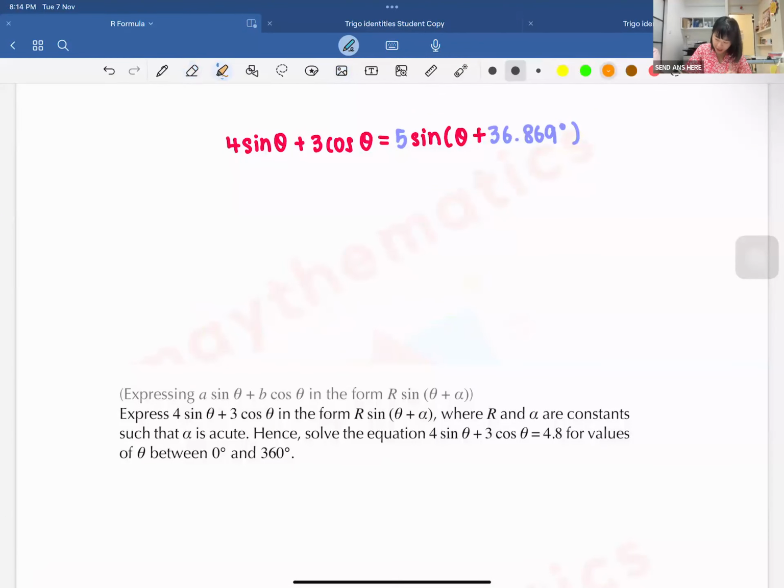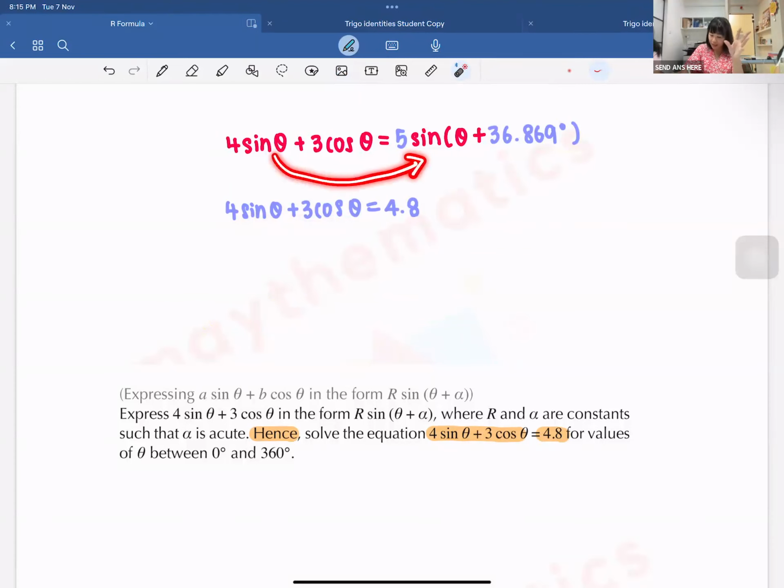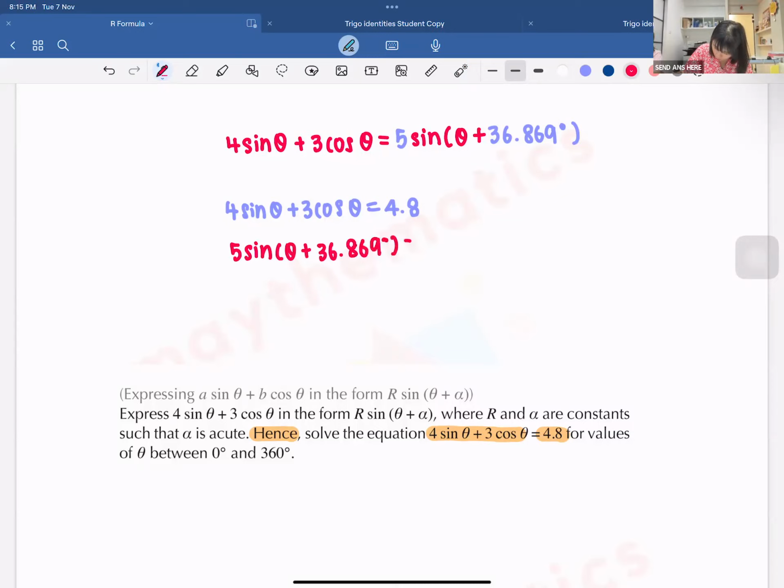See this? They say hence solve the equation when this equals 4.8. Do you see 4 sine theta, 3 cosine theta? When they say 4 sine theta plus 3 cosine theta is 4.8, isn't it saying that since this is equal to the r formula of that, you can replace this with your r formula, which is 5 sine theta plus 36.869 degrees equals 4.8.